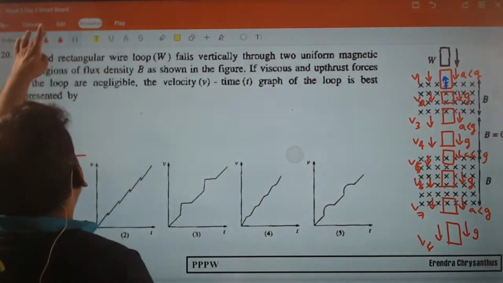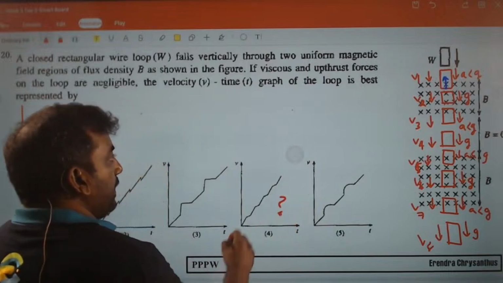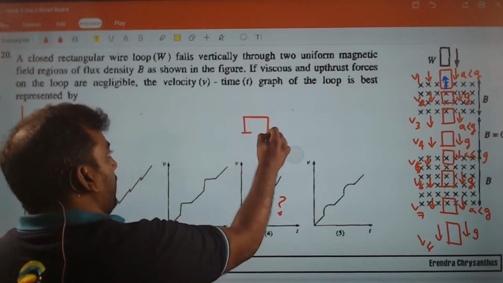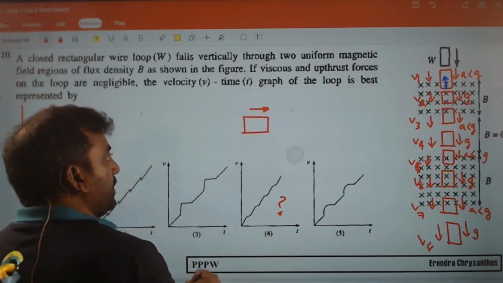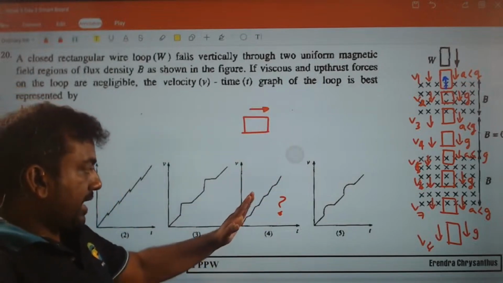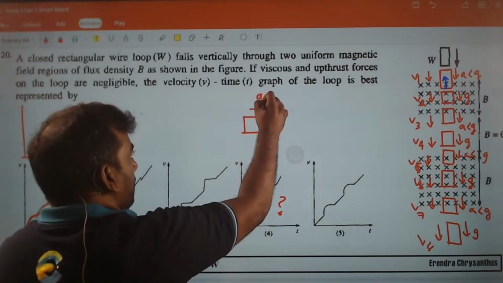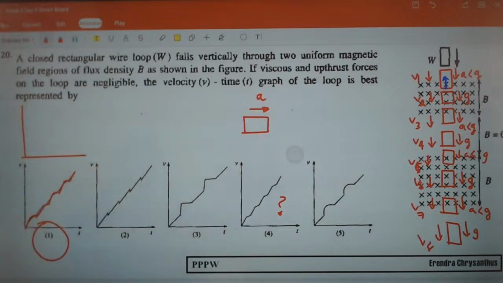right? They might ask you, when will this occur? Maybe the object is going horizontally with a constant acceleration, acceleration reduces. But your correct answer here is answer number 1. It's a curve. Okay, no?